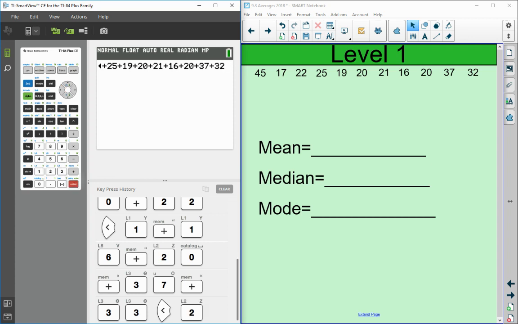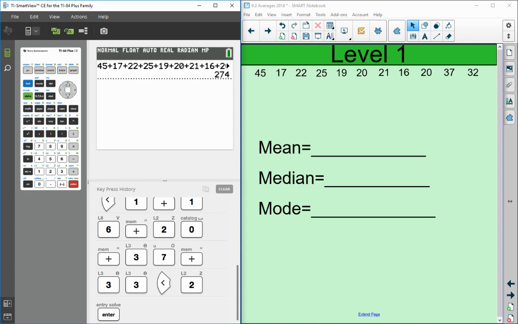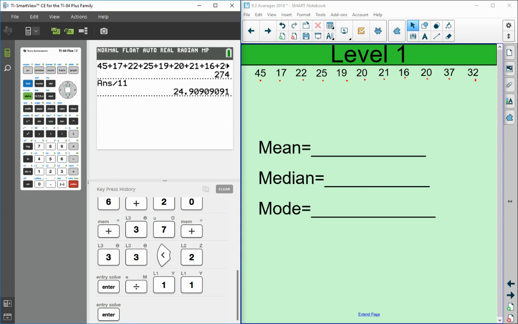Okay, it's very important. After you add them up, you need to press enter. Look, I've got a total of 274. Now I'm going to divide by how many numbers there are. So I need to count them up. 1, 2, 3, 4, 5, 6, 7, 8, 9, 10, 11 numbers. So I will divide by 11. Okay, and I'm going to get 24.909. I'm going to round to 1 decimal place. So 24.9 is going to be my mean.